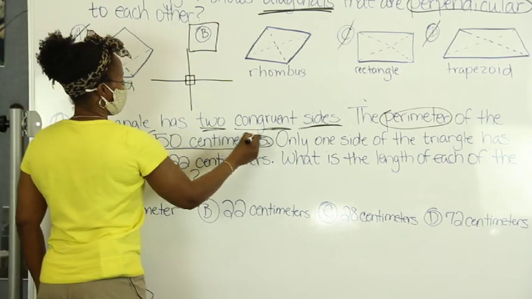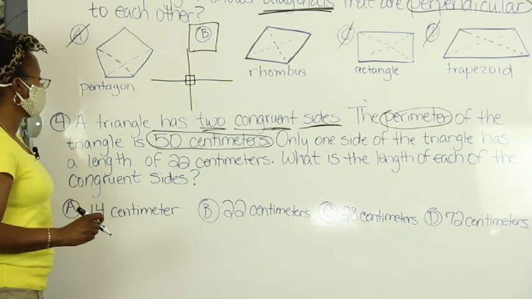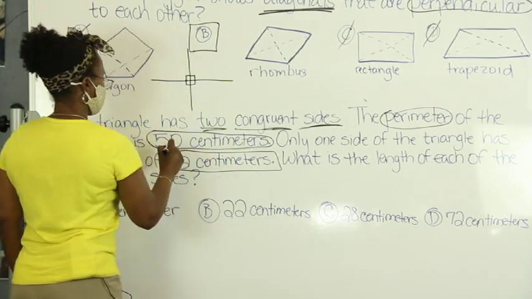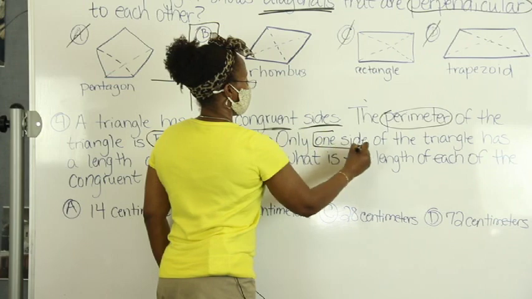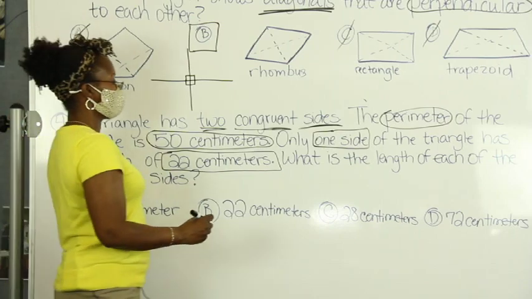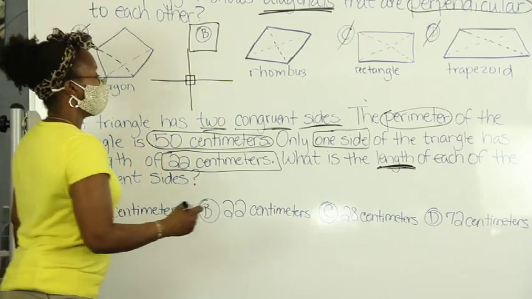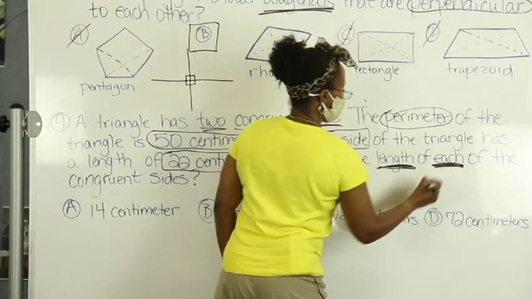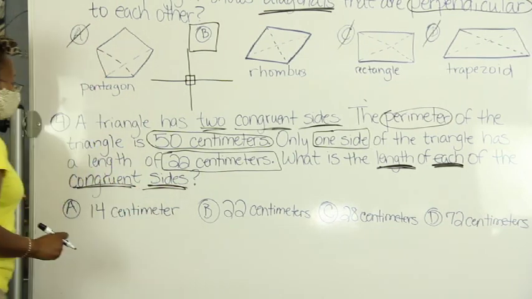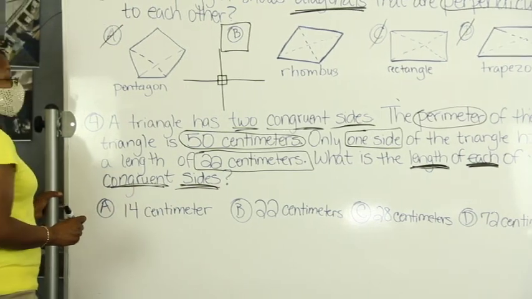I'm going to underline that too. Only one side of the triangle has a length of 22 centimeters. So I'm going to take that and I'm going to do one side. What is the length of each of the congruent sides? So they want to know the length of each. That's important. Each congruent side. So what do we know about this? They said that the triangle has 2 congruent sides.